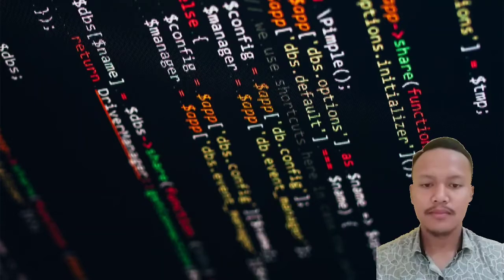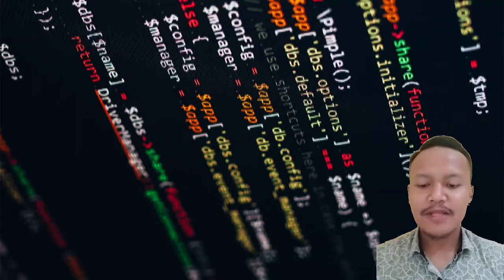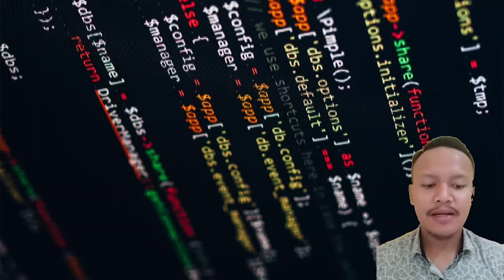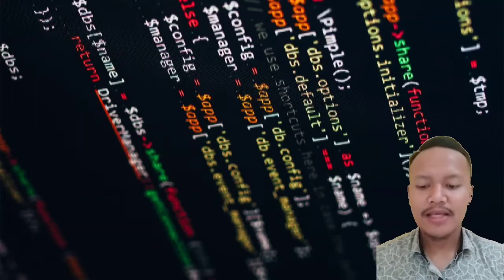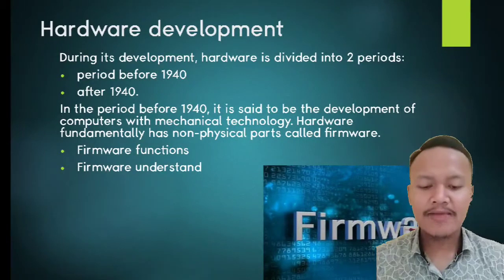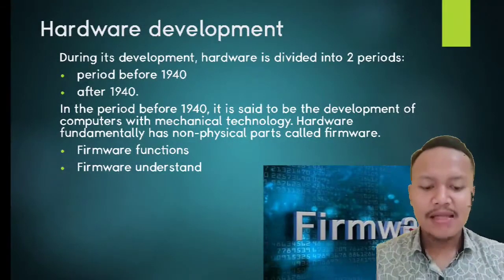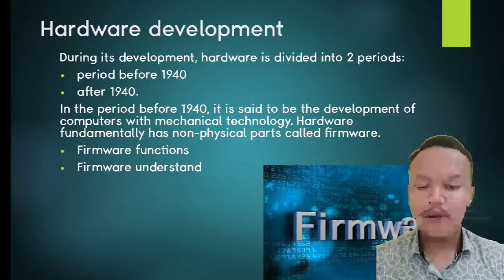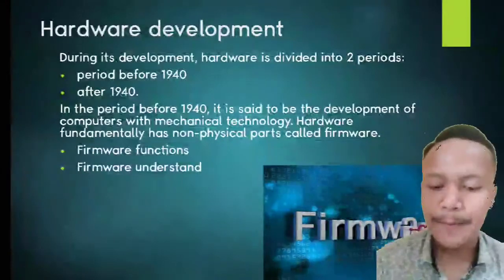Alright, in the following, we will explain about the development, how it works, the types and functions of computer hardware. During its development, hardware is divided into two periods, namely the period before 1940 and after 1940. The period before 1940 is said to be the development of computers with mechanical technology.